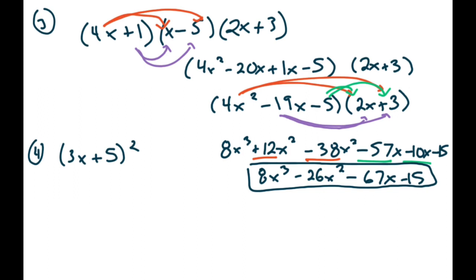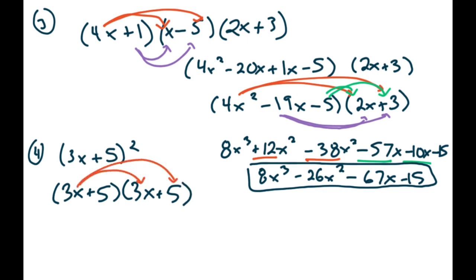Now for 3x plus 5 squared, when it's squared, we cannot distribute this squared to each term. Can't do that. Squared means it's multiplied by itself. So this is 3x plus 5 times 3x plus 5. And then we can distribute here. So remember, everything in the first parenthesis needs to be multiplied to everything in the second parenthesis. So the 3x gets distributed and the 5.